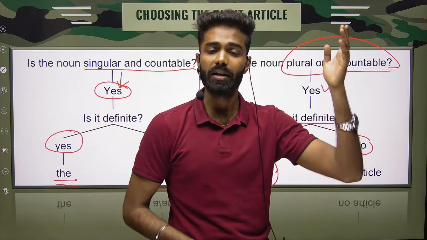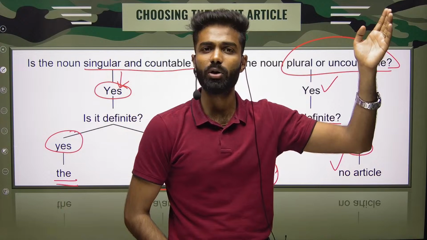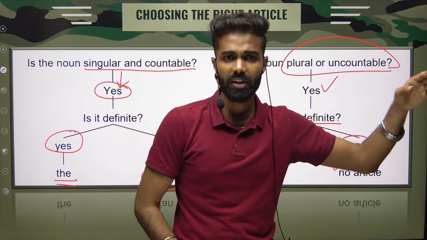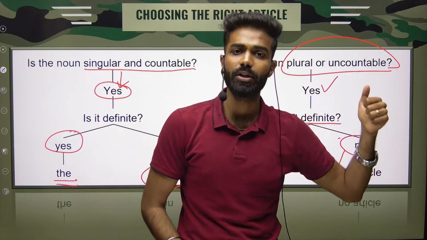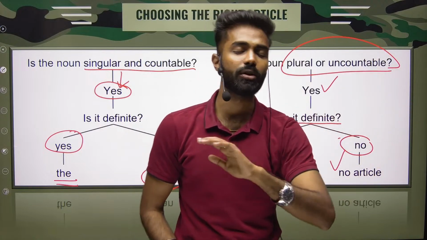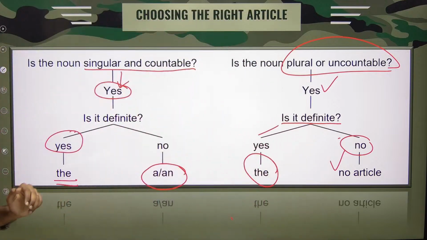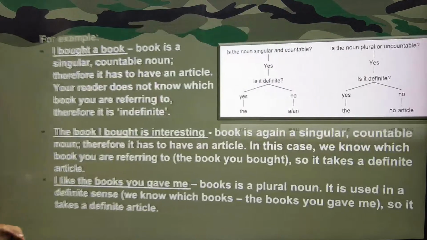And again here, if it is plural or uncountable, then go for the next question: definite or indefinite. If it is definite, then use the. And if it is indefinite, then don't use any article. That's it. Very simple. Clear? I hope it is very clear. So let us move to another thing.